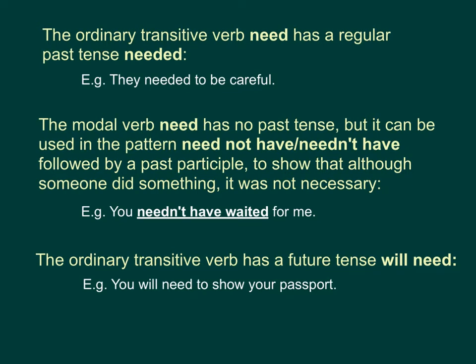The modal verb need has no past tense, but it can be used in the pattern need not have, needn't have, followed by a past participle, to show that although someone did something, it was not necessary. For example, you needn't have waited for me. The ordinary transitive verb has a future tense will need. For example, you will need to show your passport.